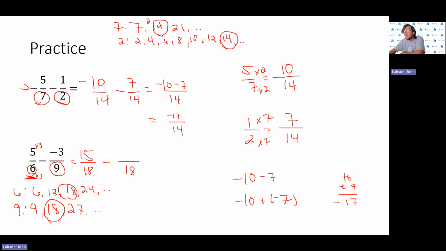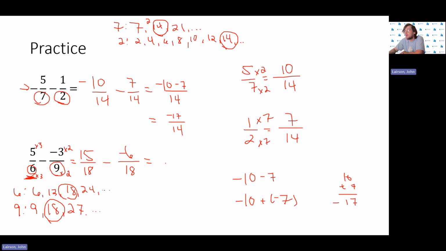And now I'm looking at the other one: 9, negative 3 over 9. How did I go from 9 to 18? Times 2. I'm going to take times 2 on top here. Again, 9 times 2 is 18. It's the second number in the list. So negative 3 times 2 is negative 6.